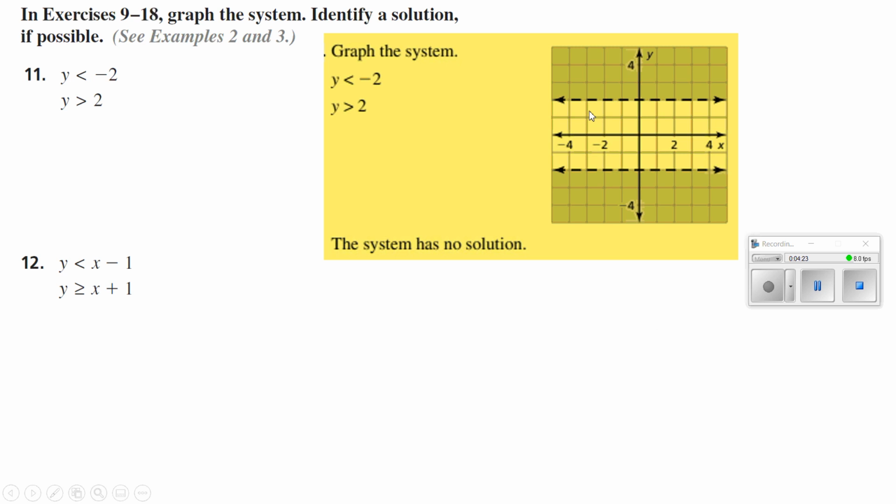Over here, y is greater than 2. It's not equal to it, so I put a dash again. And since it's greater, it shades in everything. There's no solution because there's nothing shaded in for this area that is also for this area. So there's no solution. All right, 12 is for you to do.